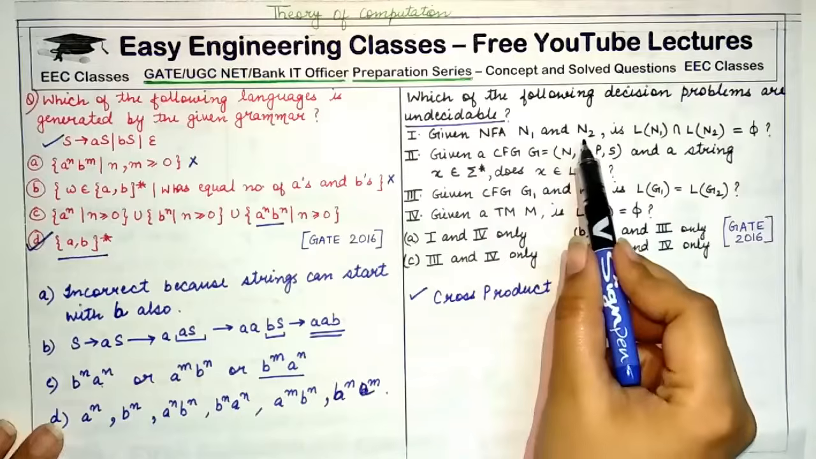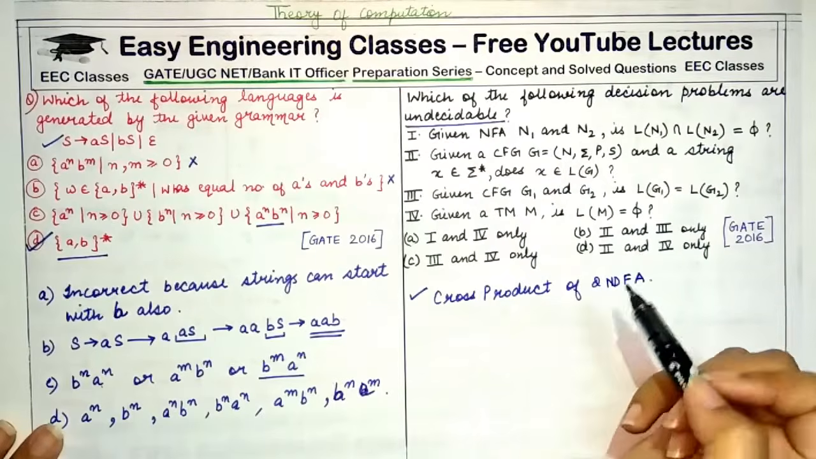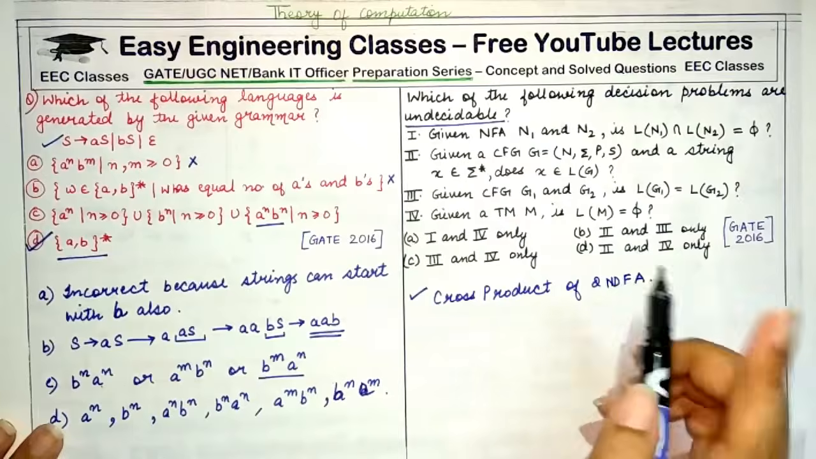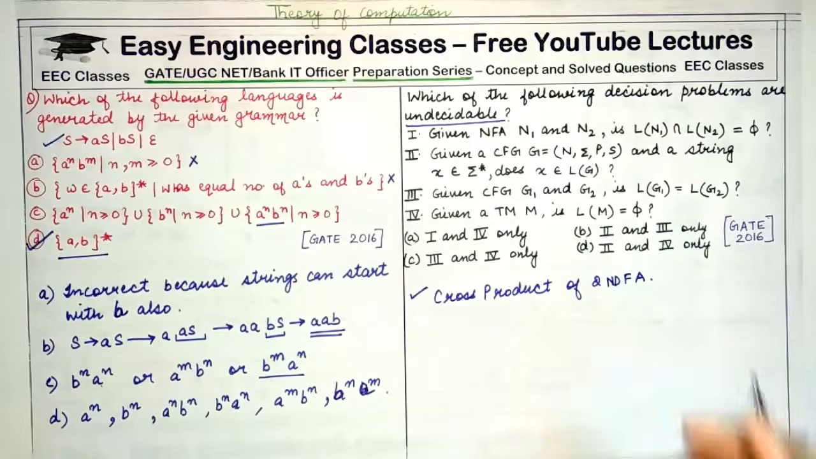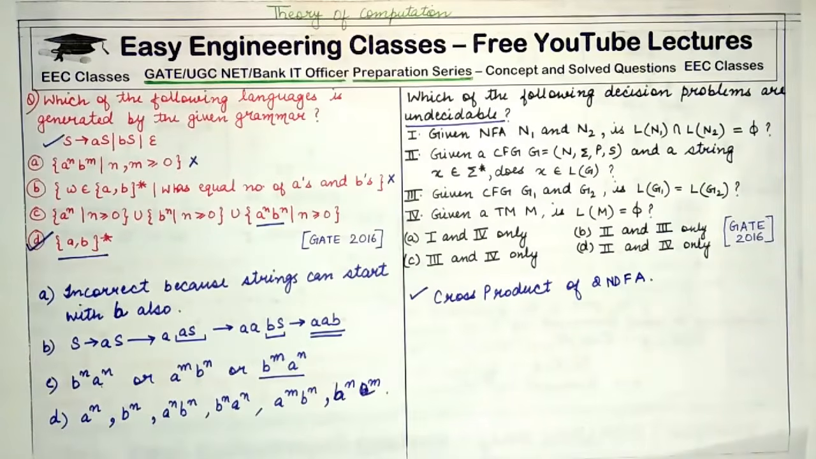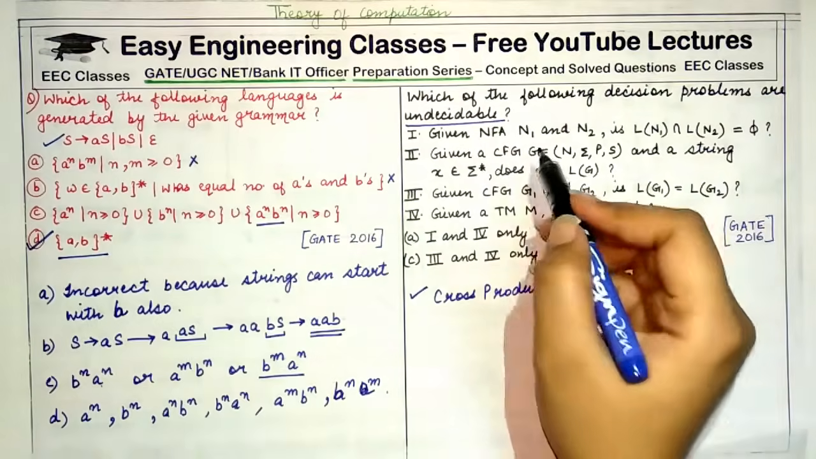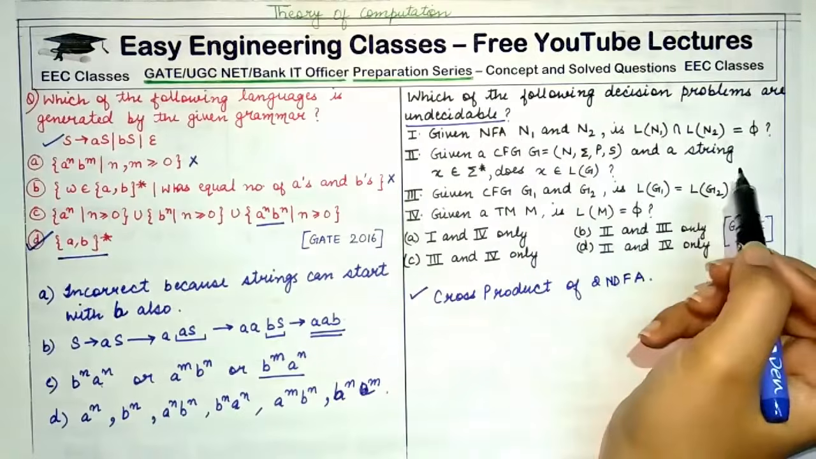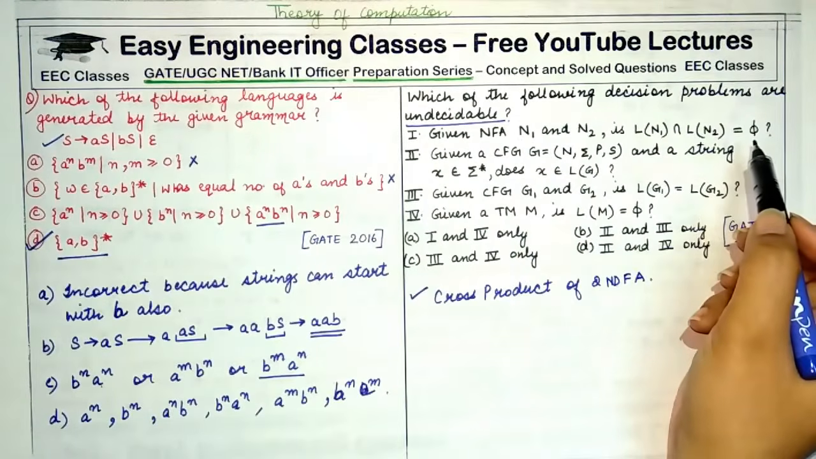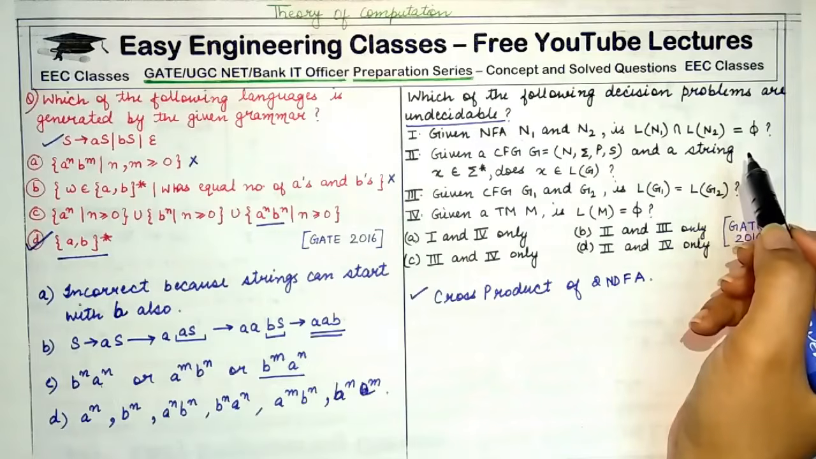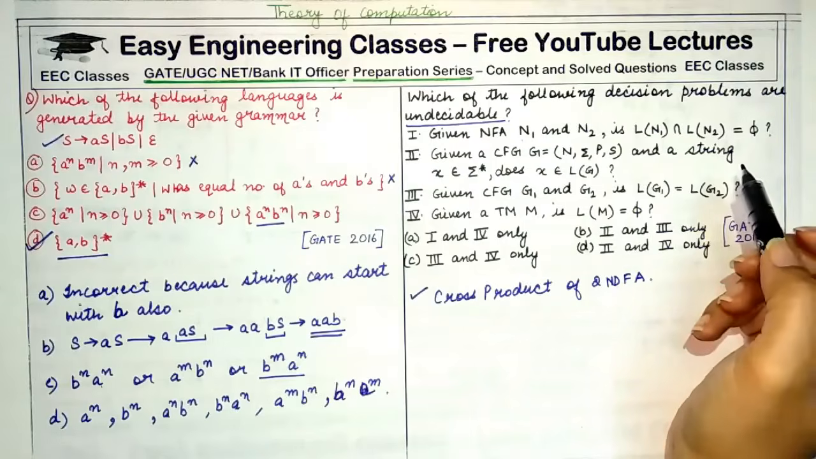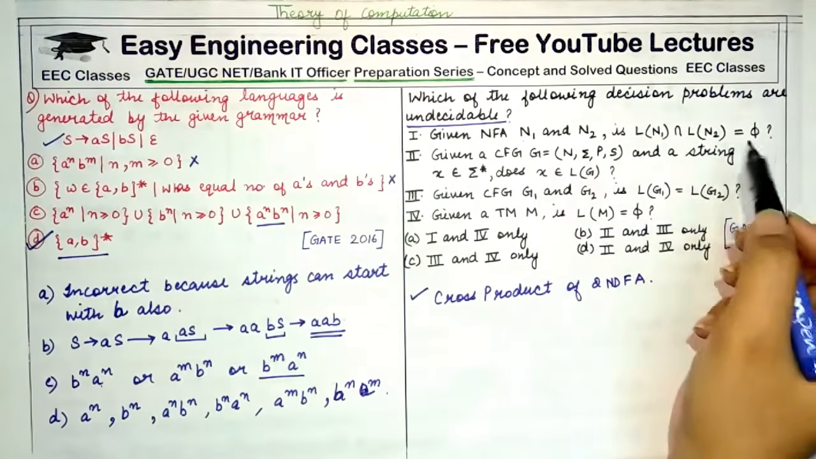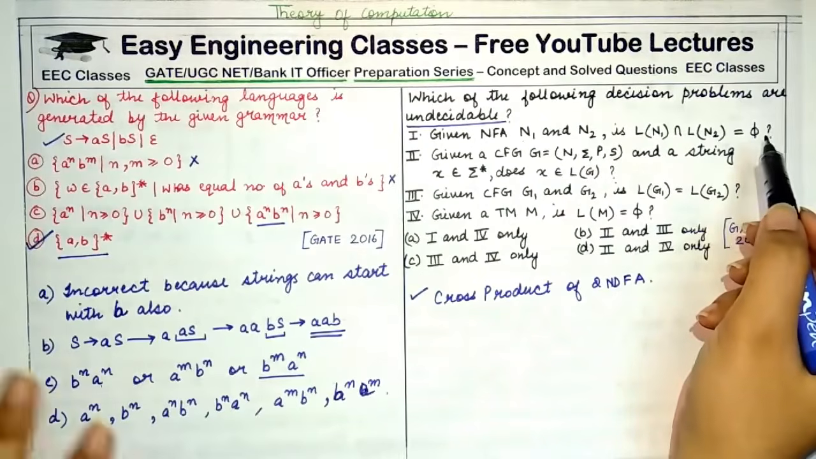So if you are given two NFAs and you find the cross product, and if the resulting finite automaton has a single state that forms the final state of both the NFAs N1 and N2, then the intersection will be non-empty. And if there is no single state that forms the final state of both N1 and N2, then the intersection would be phi.